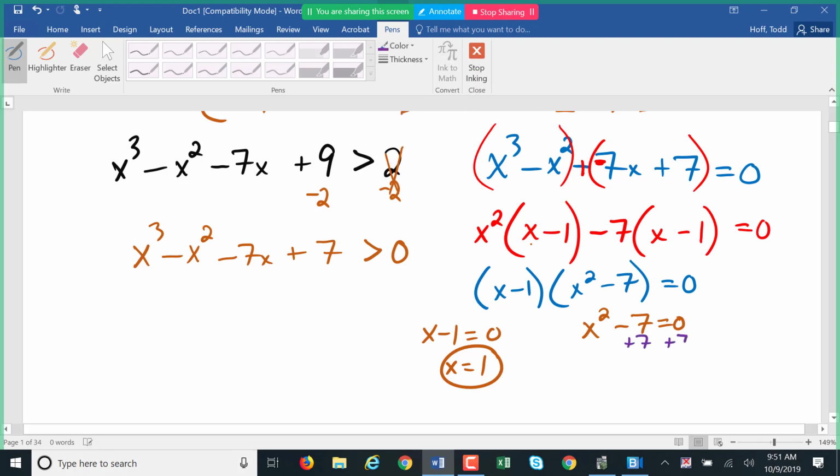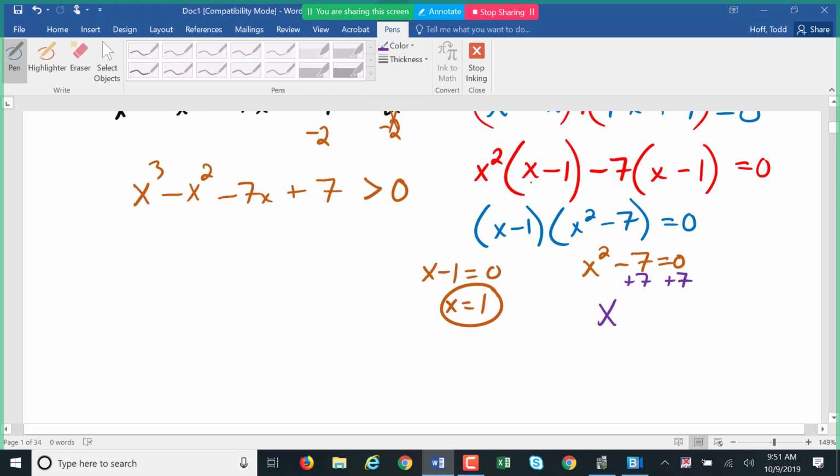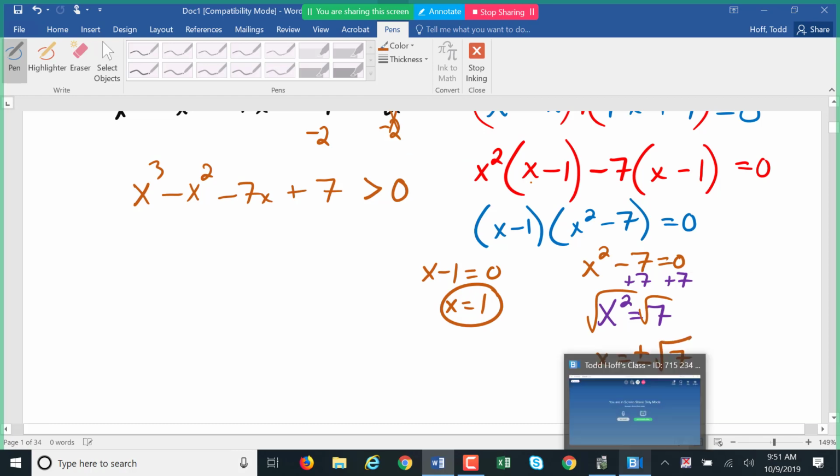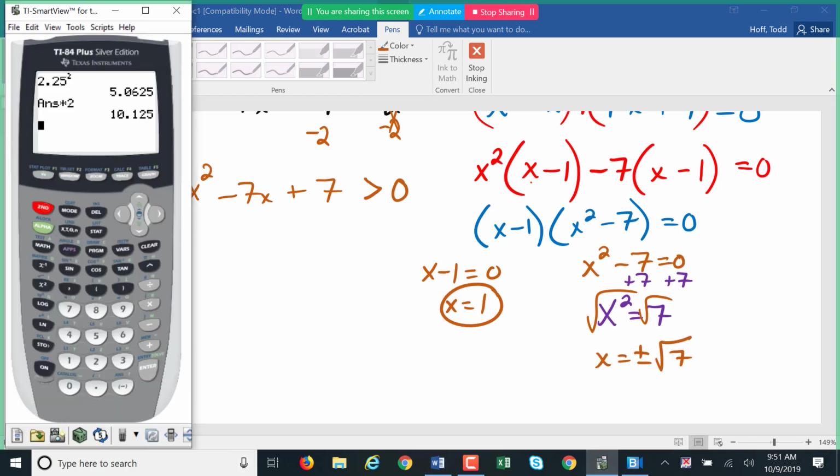So we're going to add 7 to both sides to get the x squared by itself. X squared equals 7, and then we're going to square root it. So x equals the positive or negative square root of 7. Now let's approximate that on our calculator just so we know where to put it on our graph. That's about 2.65.